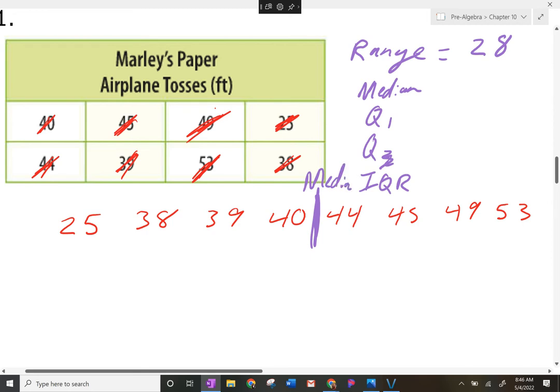From what you did yesterday, how do I figure out this median? Super. Add those two together, divided by 2. So I do 44 plus 40 divided by 2. My median is going to be 42.